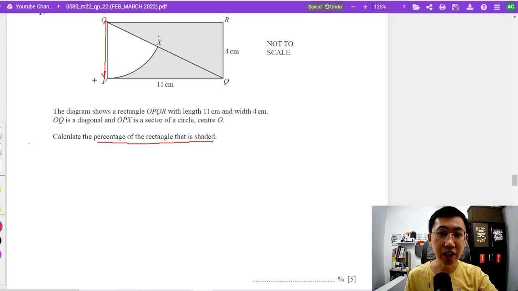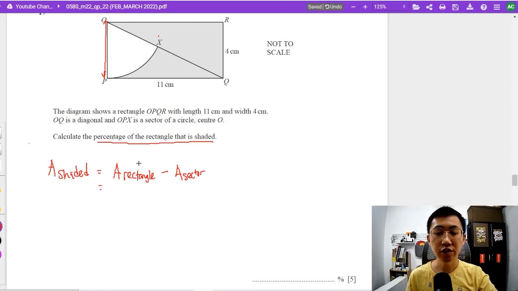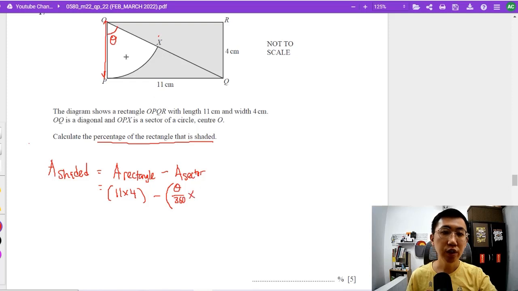You need to take the bigger area, which is your area of rectangle. So let's do area of rectangle, the bigger one, minus the unshaded one. Okay, so minus your area of sector. So take the whole rectangle minus area of sector. That's how you get the shaded region. So let's do this. 11 times 4. That will get you the area of rectangle. Area of sector, we are kind of stuck at the moment because we do not know this angle. See? So the formula for area of sector, let's write theta over 360 multiply with your pi r squared.